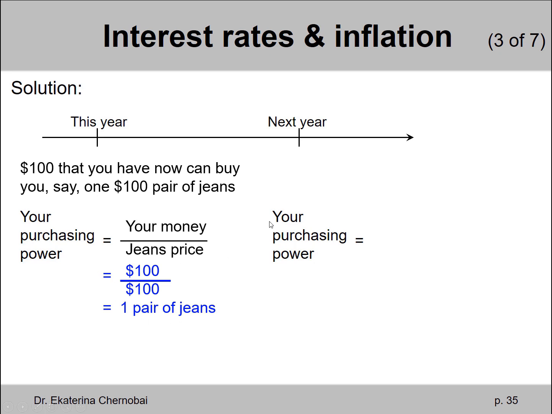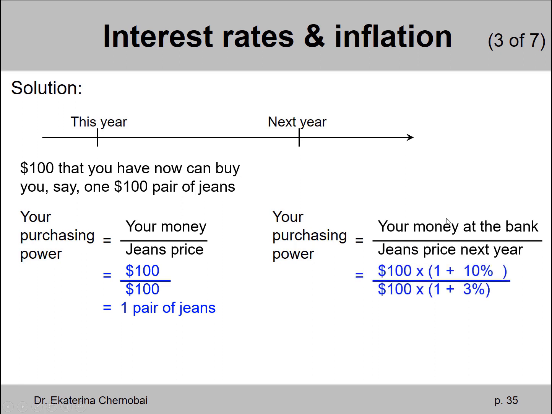And now let's calculate how that would change in 1 year. We're going to use the same steps. Your purchasing power will equal the money you have in your bank account in 1 year divided by the price for a pair of jeans next year. We know that the bank pays you 10% interest, so your money in the bank will increase by 10% compared to today's $100, right? So we have $100 times 1 plus 10%, just like in chapter 5, a single cash flow, future value. And we divide it by the price for a pair of jeans next year. We were given a 3% inflation rate. So the jeans will cost $100 times 1 plus 3%, which is $103. So now we have 110 divided by 103, and that equals 1.068 pairs of jeans.